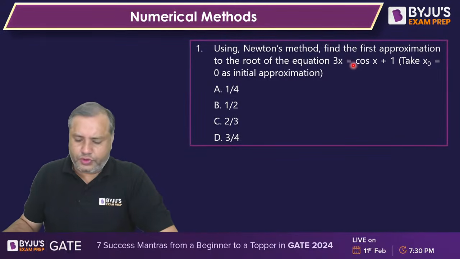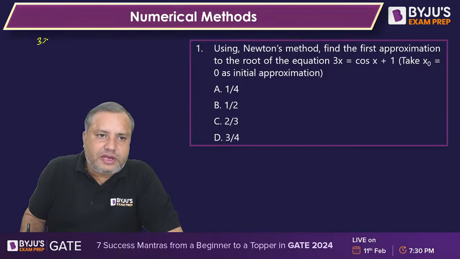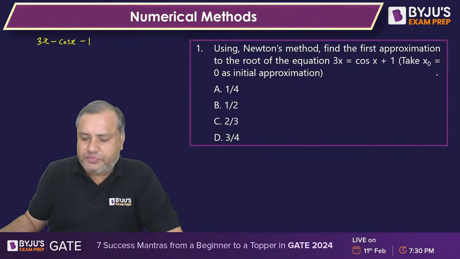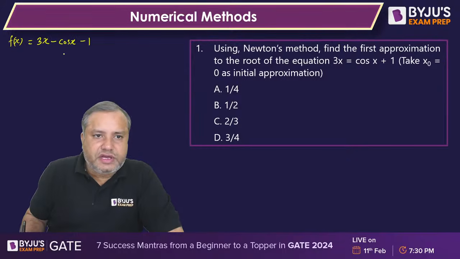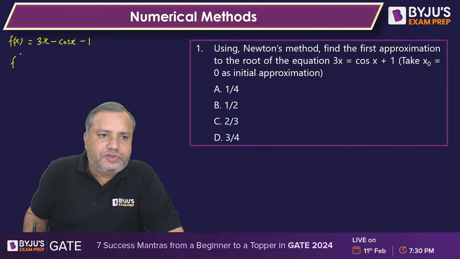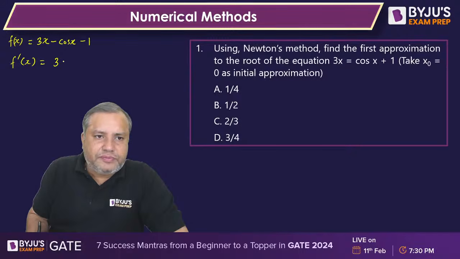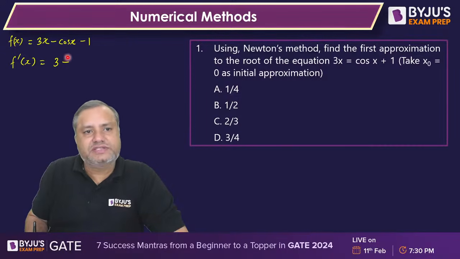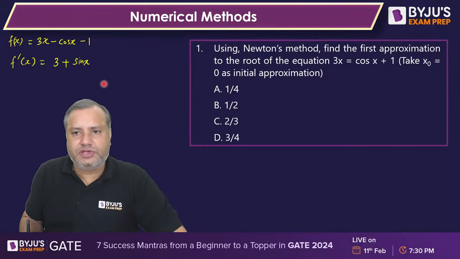First of all, what you need to do? You need to bring all the terms to the left hand side. x minus cos x minus 1. When all the terms are brought to the left hand side, this will be denoted by f of x. In the second step, we will be calculating the first derivative. The derivative of 3x will be 3. The derivative of cos x will be minus sin x, so minus minus plus sin x. The derivative of minus 1 will be 0.